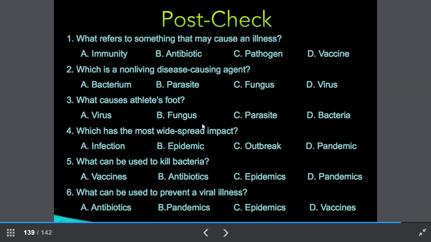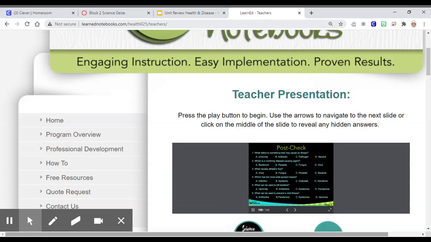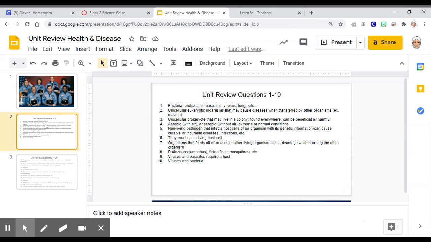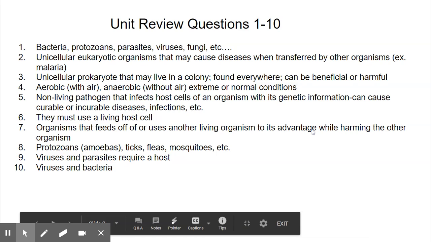All right, and that is it. Let's see if I can go ahead. We will do the post check on our testing day. Let me go ahead and go into our unit review questions now in our booklet, pages 21 and 22.